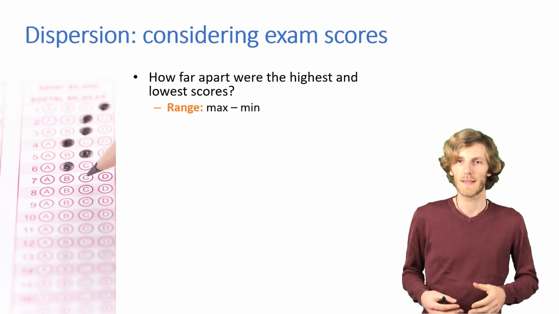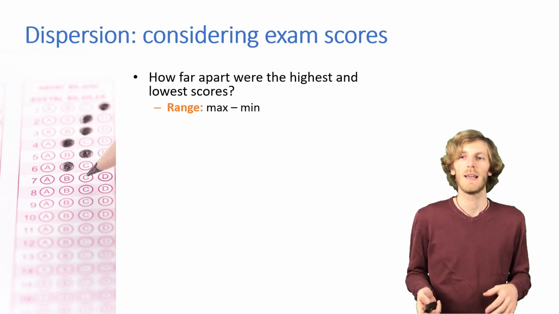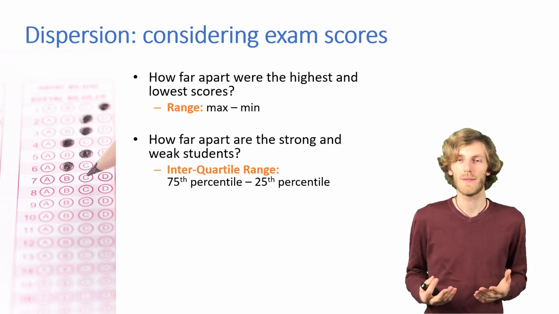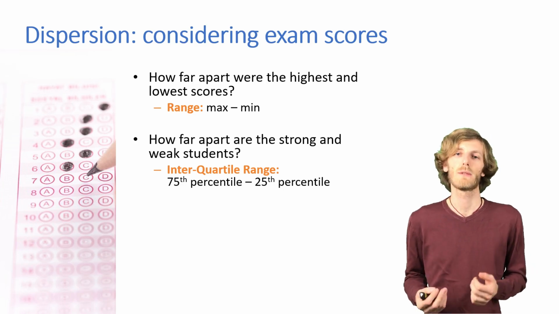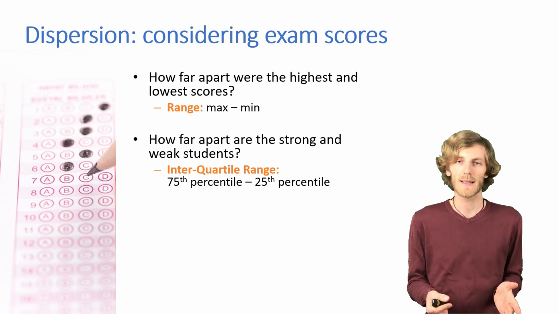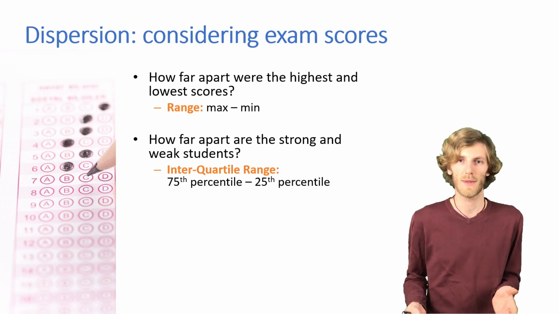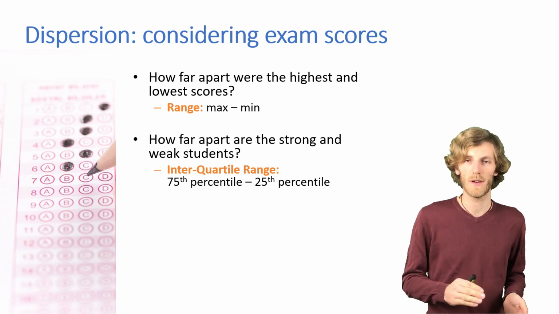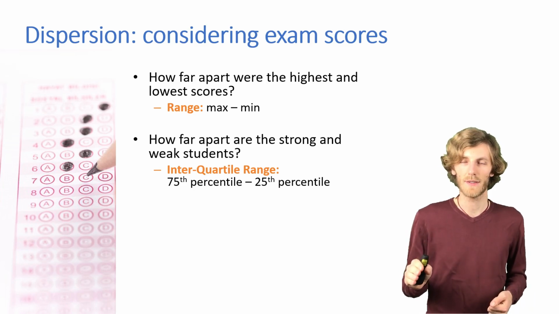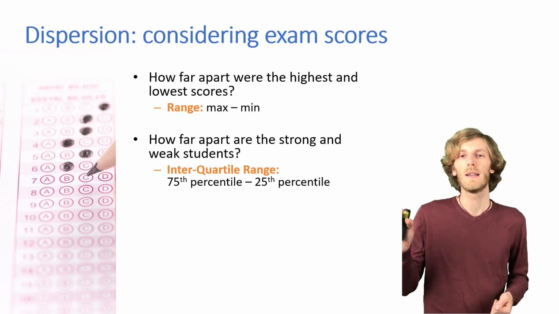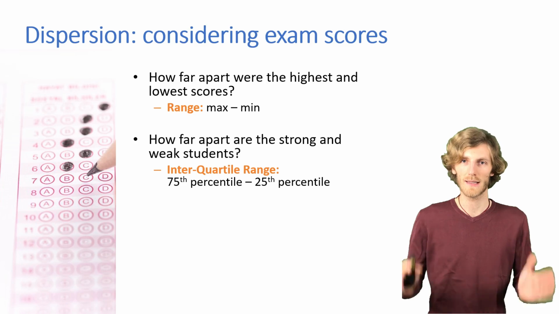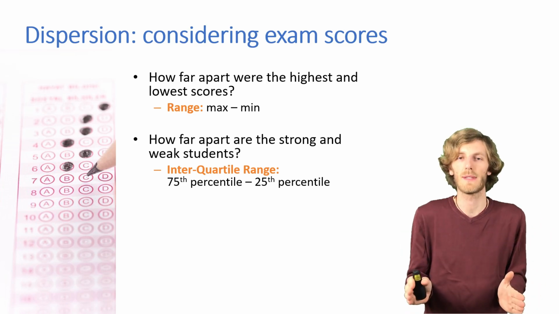So a similar question might be, how far apart were the strong and the weak students? And that we might define by percentiles. So we might say, well, the 25th percentile or the first quartile, those are the same thing, is the point where 25% of the students performed worse. The 75th percentile or third quartile is where 75% performed worse. So we can compare those 2 points. They then sandwich the middle 50%.